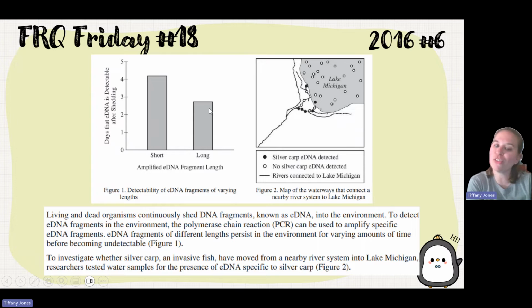So to investigate whether silver carp, an invasive fish, have moved from a nearby river system into Lake Michigan, researchers tested water samples for the presence of eDNA specific to silver carp. Here we're seeing Lake Michigan, and we can see that there's no silver carp there. We can see the river systems, and we can see that there is silver carp in those river systems.